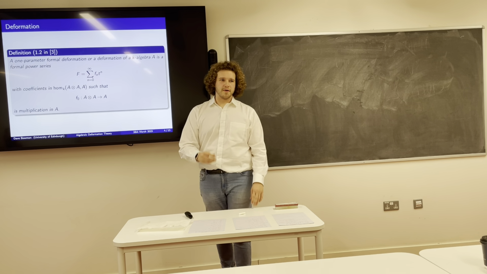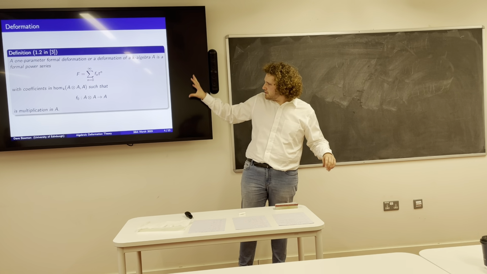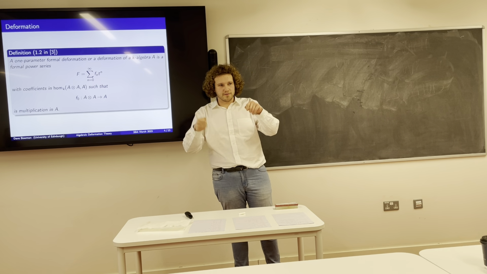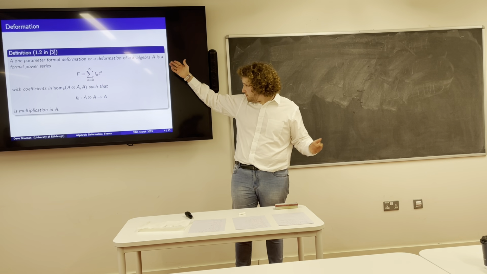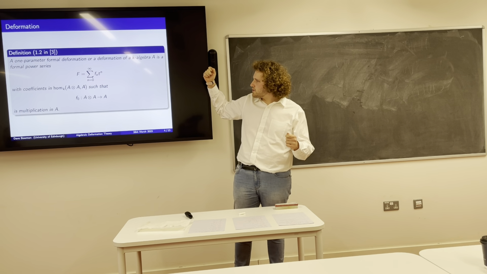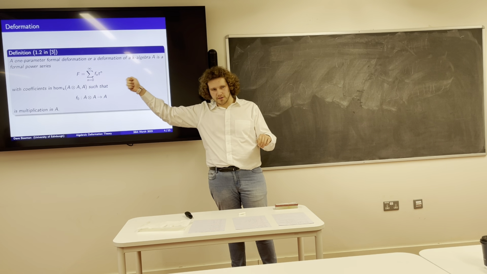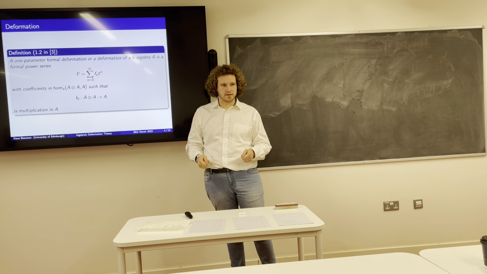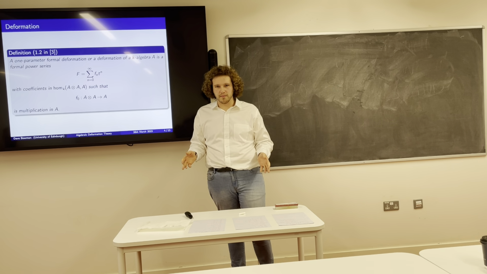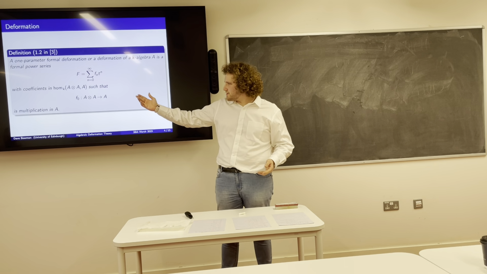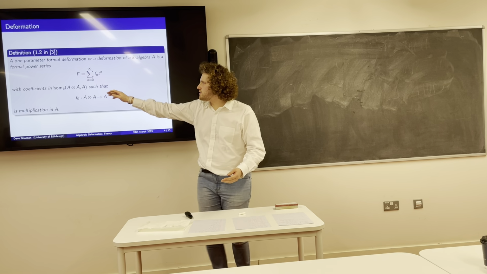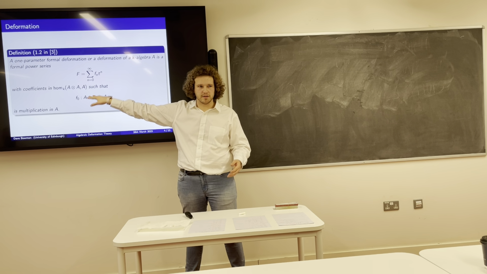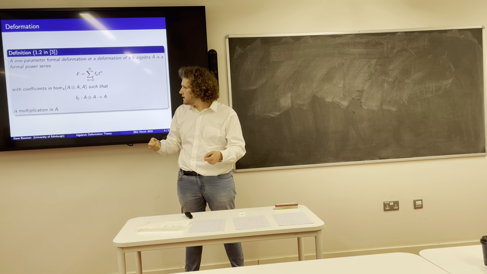Now we get to the formal definition. This definition's quite scary looking, but we're not going to dwell on it for too long. A one-parameter formal deformation, or deformation of a K-algebra A, is going to be a formal power series. Note it's formal: we're not going to ask questions about its convergence, and we're not going to worry about that. Most of our examples will be finite in some sense anyway, so it wouldn't be a problem. With coefficients in K-module homomorphisms from A tensor A to A, these are just bilinear products. We're adding on more bilinear products.